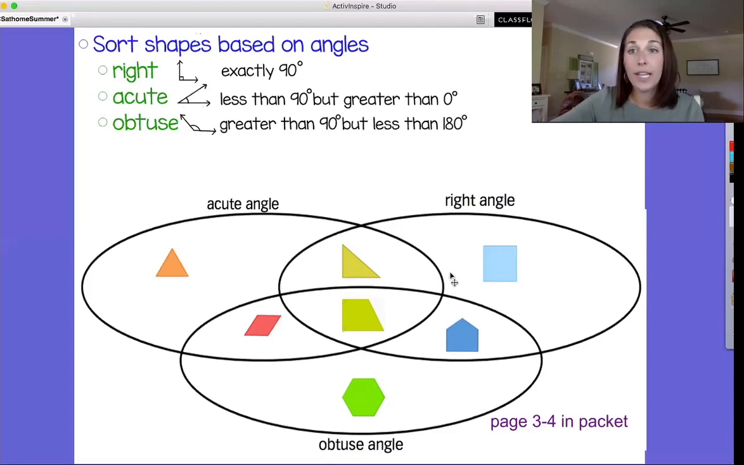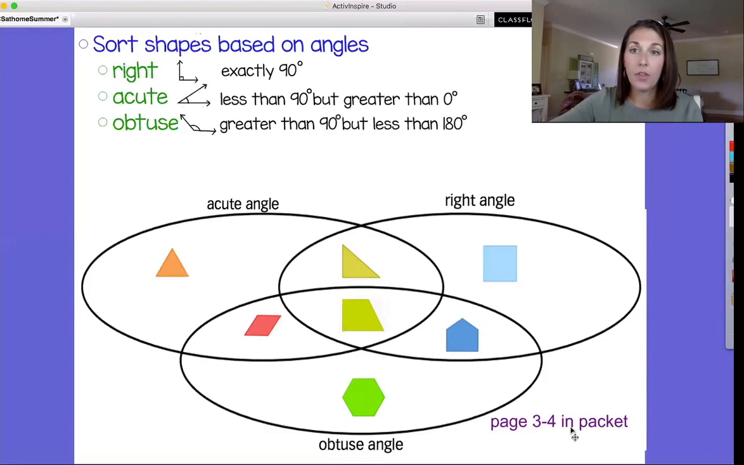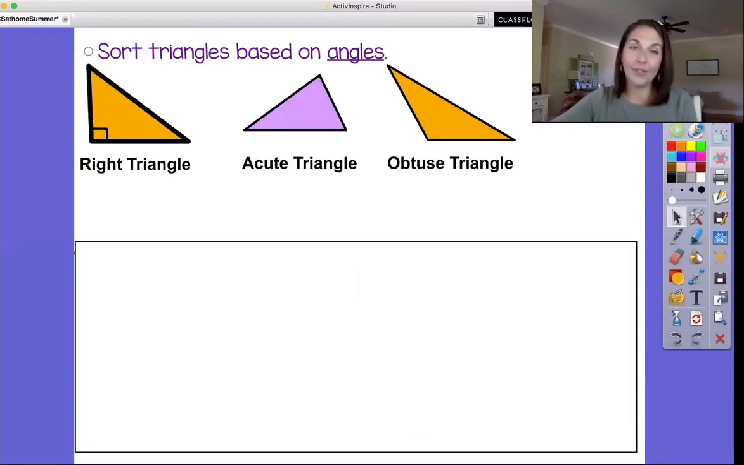So after sorting these shapes in the previous slide on sorting shapes based on sides, you should be able to complete the 3rd and 4th page in your packet this week. All right, let's go ahead and move on to sorting triangles. We're going to sort triangles first based on the angles within our triangles.